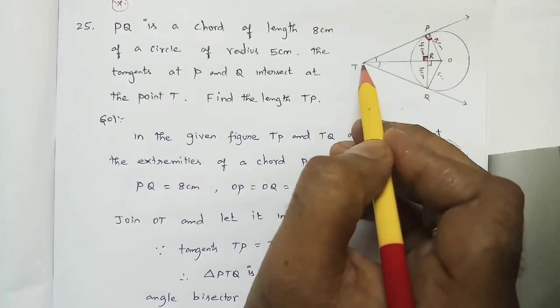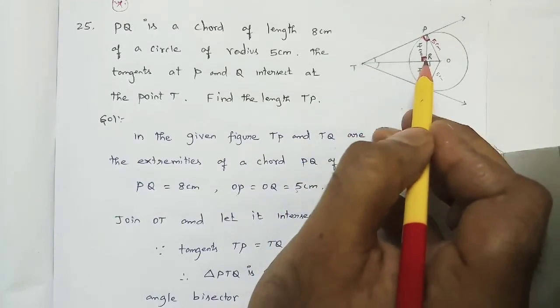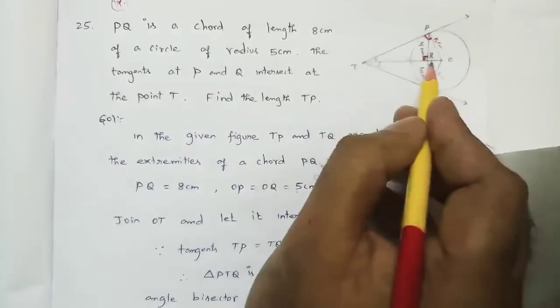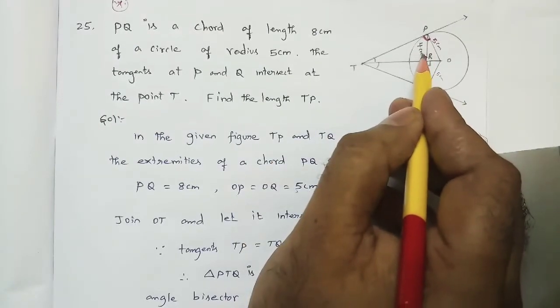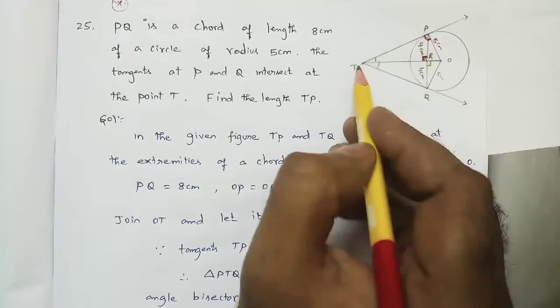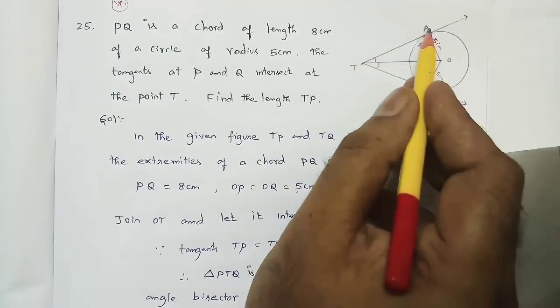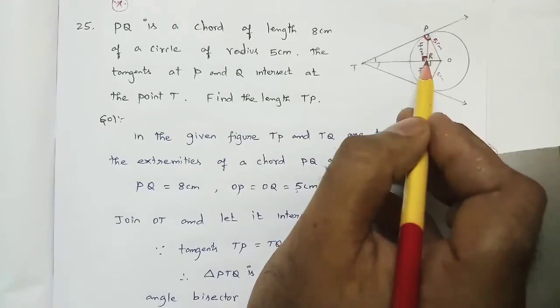The second right angle triangle I am going to take is TRP. Here the right angle is R, so the hypotenuse is TP. TP square is equal to TR square plus PR square, right?